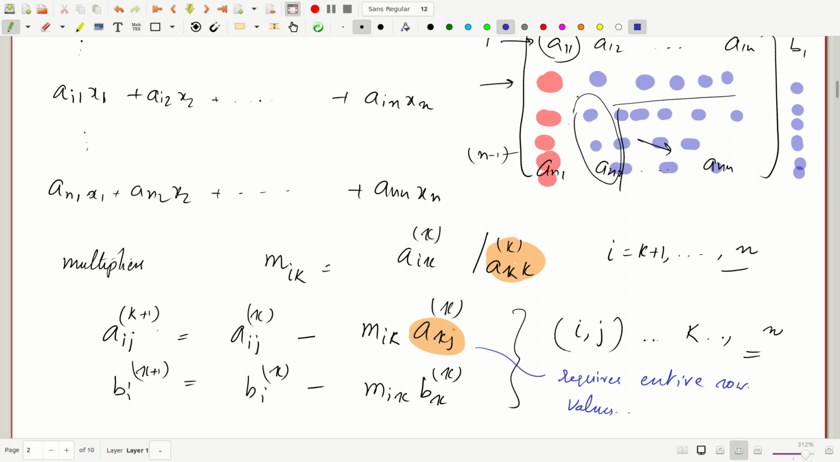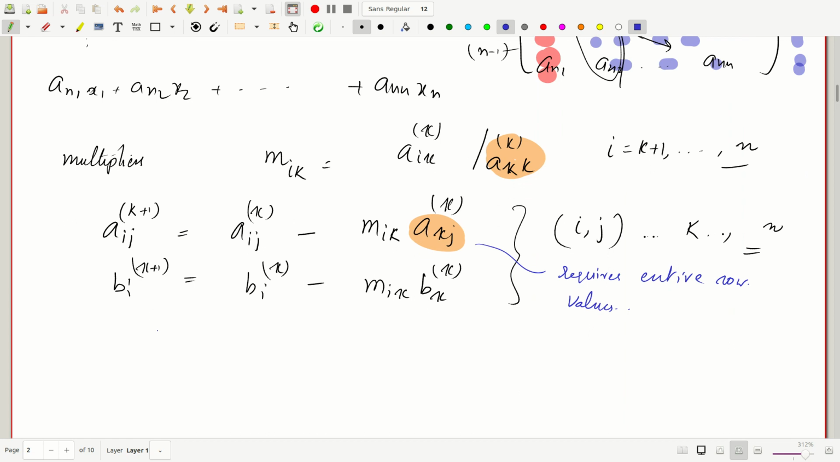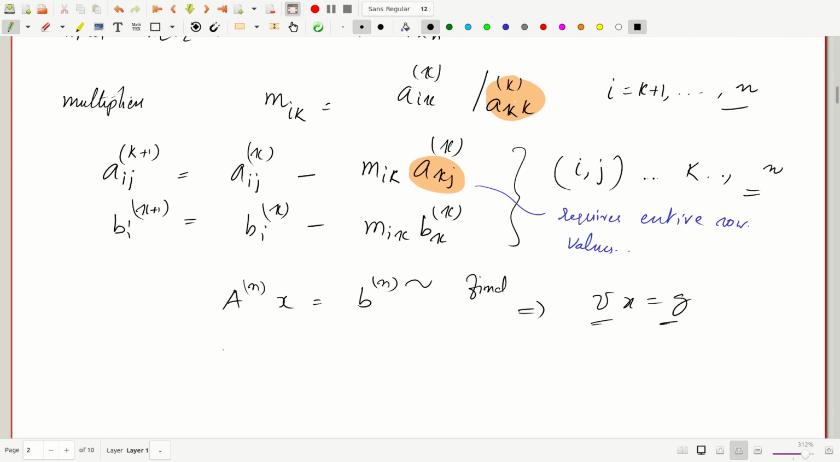Now we can keep doing these steps for k equals 1, 2, all the way to n minus 1, and then you essentially get this system, which gets modified into A^n x equals b^n. So this is basically your final matrix, nothing but the same as Ux equals g. If I denote A^n as U and b superscript n as g, then of course you could calculate the unknown vector, that is x_k, using backward substitution.